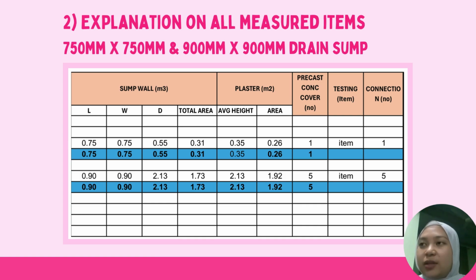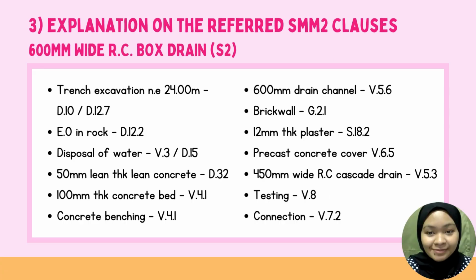The next item is precast concrete cover. We just times with how many sum that we are measuring. Next is testing, which the unit is item, and the last item that we measured is connections, which is in number.